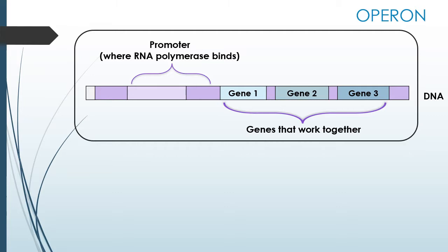Operons aren't just made up of the coding sequences of genes. Instead, they also contain regulatory DNA sequences that control transcription of the operon. Typically, these sequences are binding sites for regulatory proteins, which control how much the operon is transcribed. The promoter, or site where RNA polymerase binds, is one example of a regulatory DNA sequence.